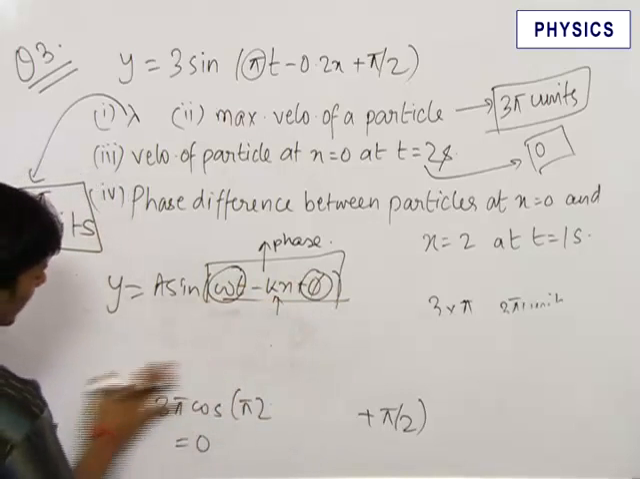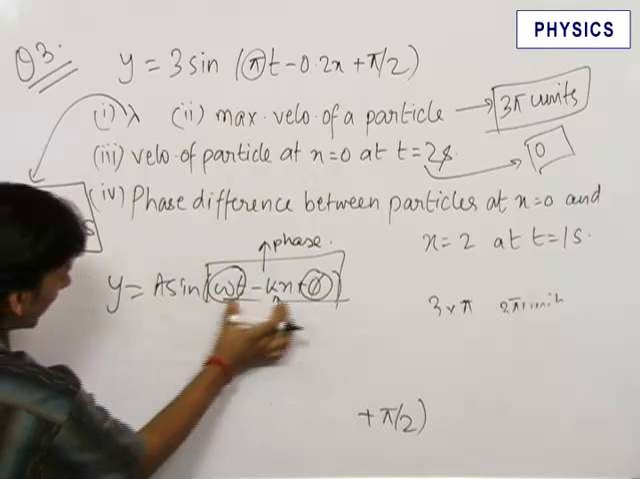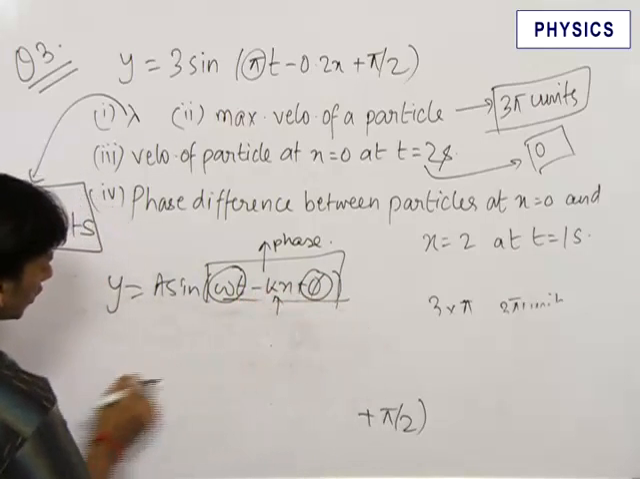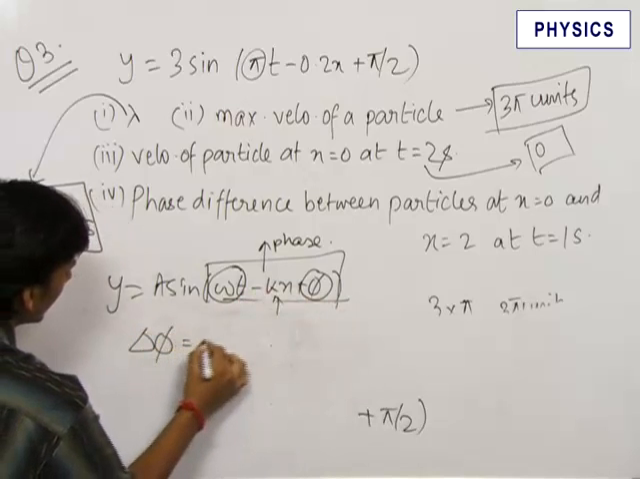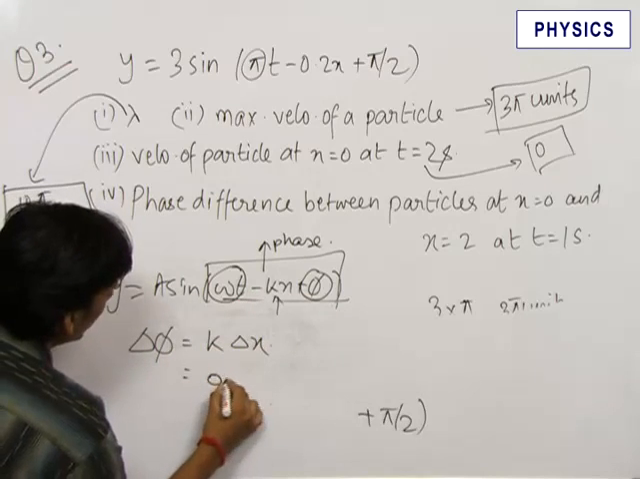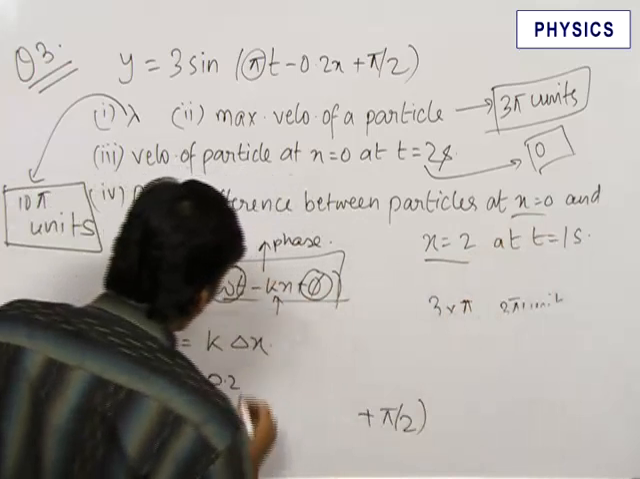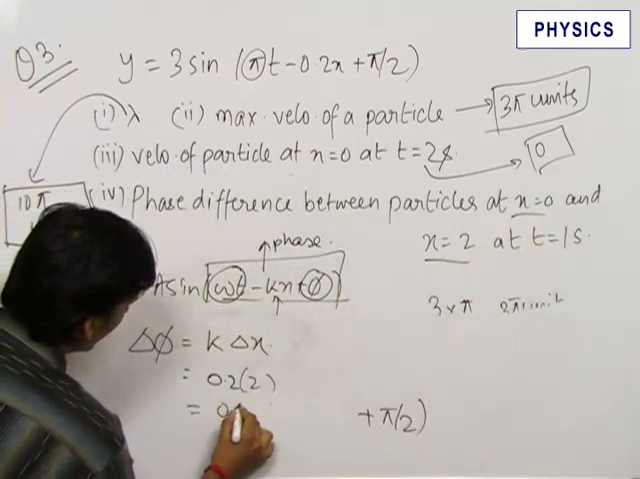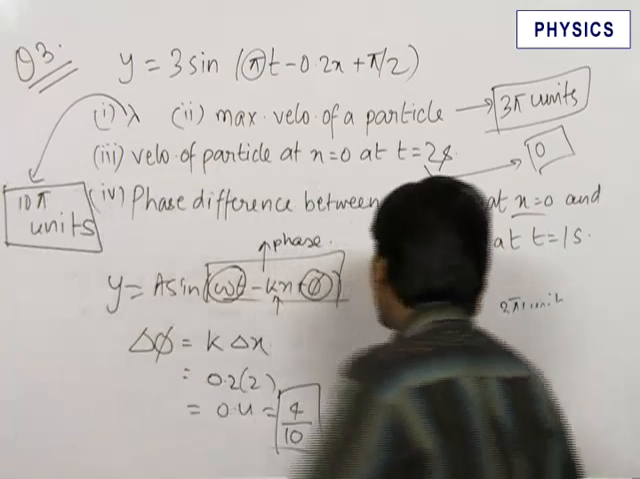So, the only difference comes over here. The formula, you can check it out also. When you write the phase down and subtract the phase of both of them, you get the difference in phase, that is delta phi is equal to k times delta x, that is equal to 0.2 into delta x. Delta x is the difference in the x coordinates of the two particles, that is equal to 0.2 into 2, that is equal to 0.4, that is equal to 4 by 10. So, we get the answer for phase difference as 4 by 10.